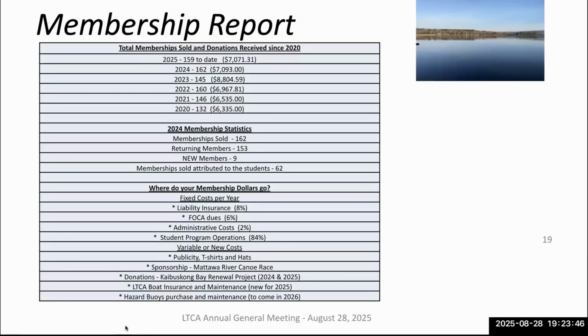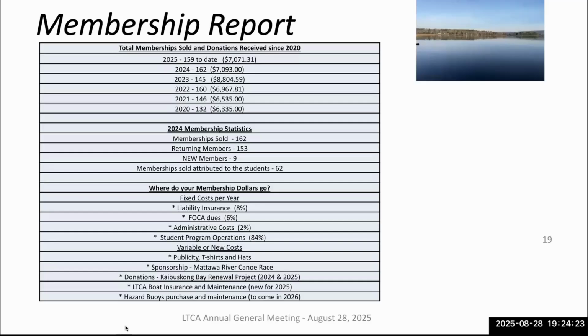Below that, we're starting to collect some statistics on our memberships. Last year we sold 162, 153 were returning members. We had 9 new members. And then we also take a look at how many memberships the students sell. For last year, we attributed 62 memberships to their work on the walk and talks, as we call it, as they tour the lake and talk about the LTCA and sell memberships.